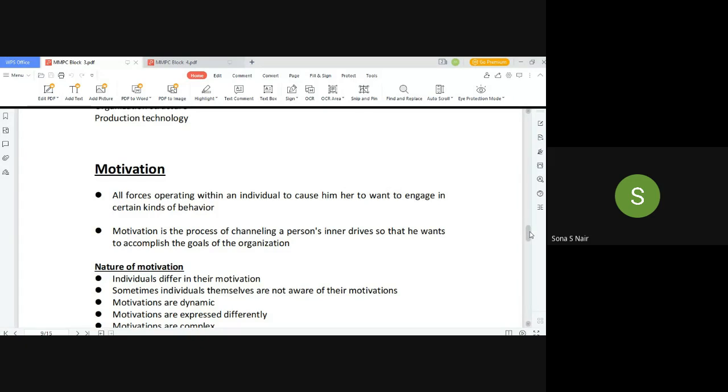So what is motivation? The first definition, could you please mute yourself? I think there would be a clashing and the echo sound. All of you, please mute yourselves.